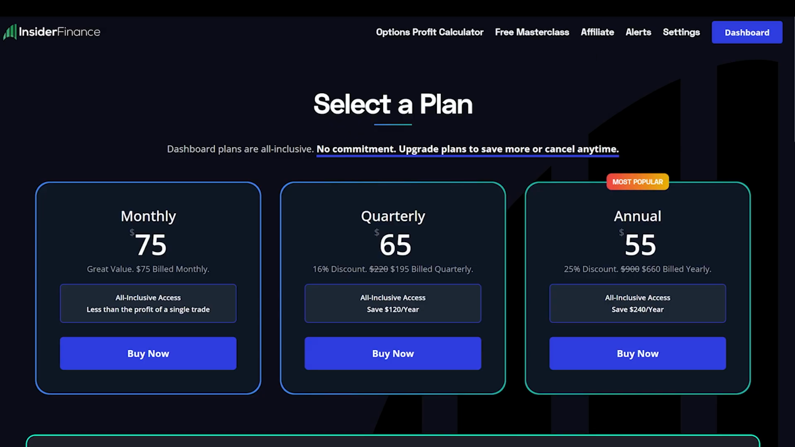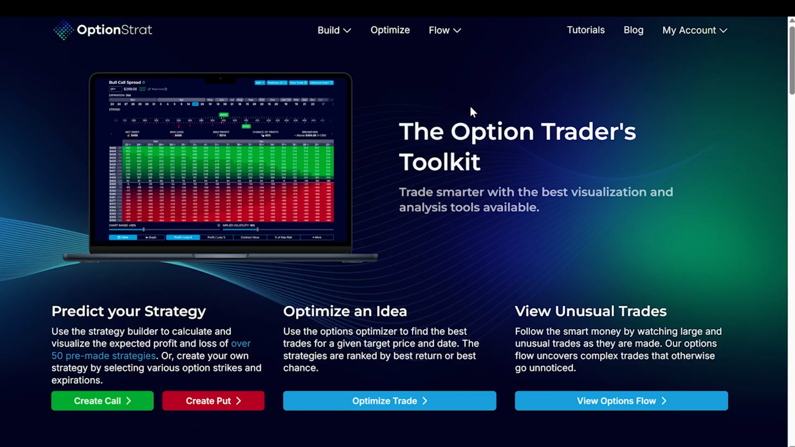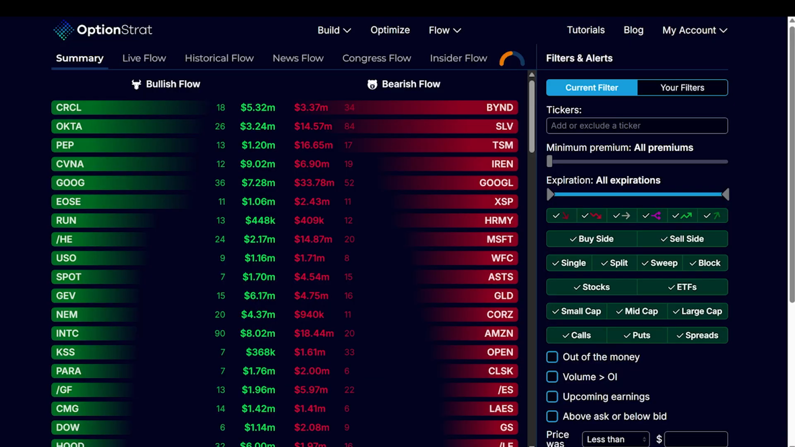So the next platform I want to talk about is OptionStrat. And this is a very different options trading platform. It's really focused on helping you build and optimize options trading strategies, looking at more than 50 different built-in strategies and giving you tools to customize your own options trading strategy. But it does include some tools for looking at unusual options order flow, and we'll dive into those here.